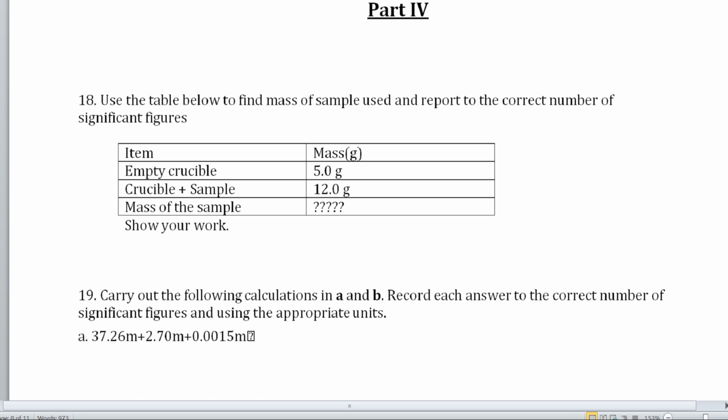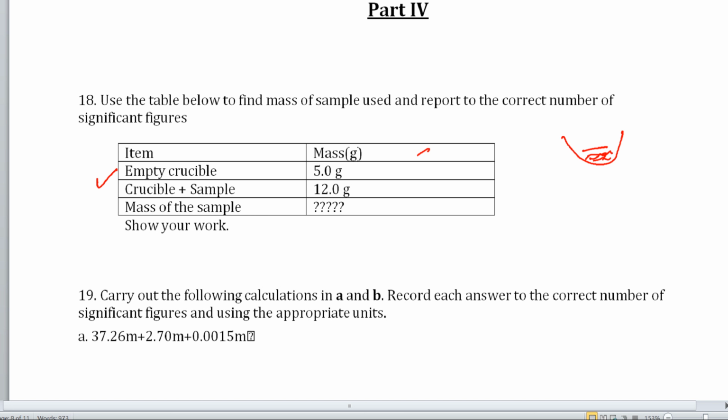To answer this question, we need to look carefully at the information given in the table. Use the table below to find the mass of sample used and report the correct number of significant figures. You have a mass of empty crucible. A crucible is something like this that we put solid particles inside in order to heat or to weigh.